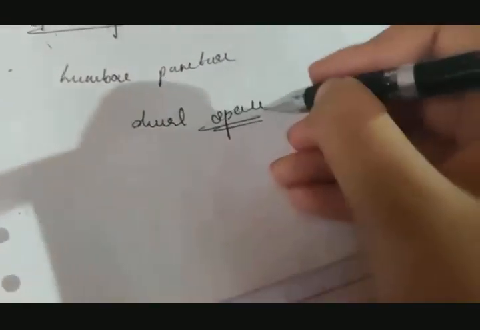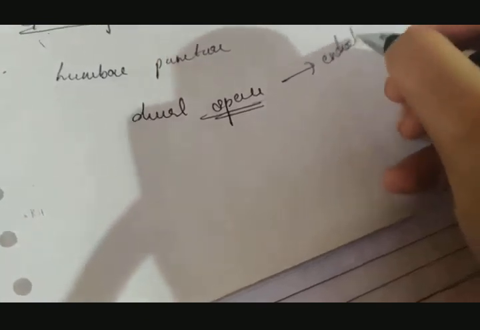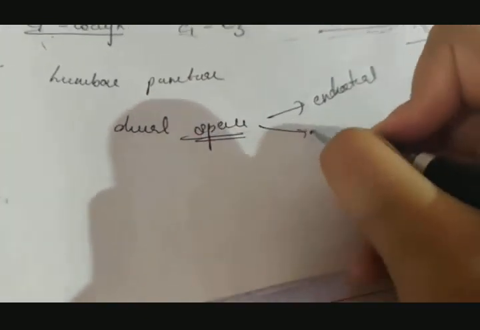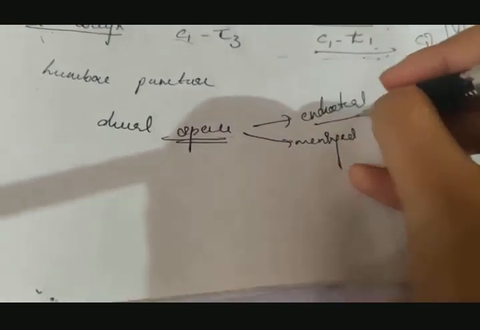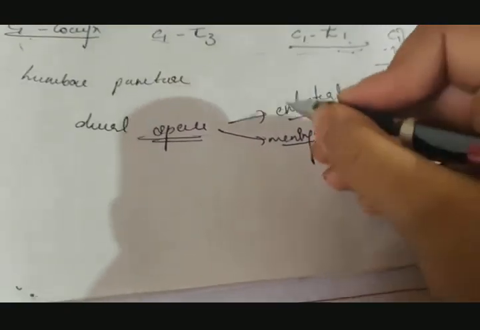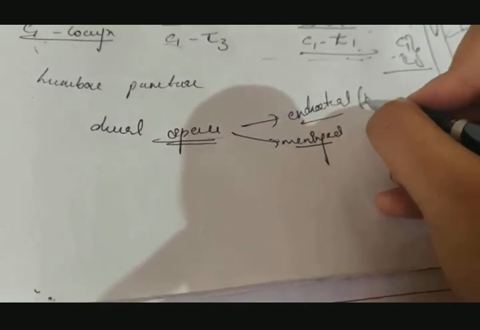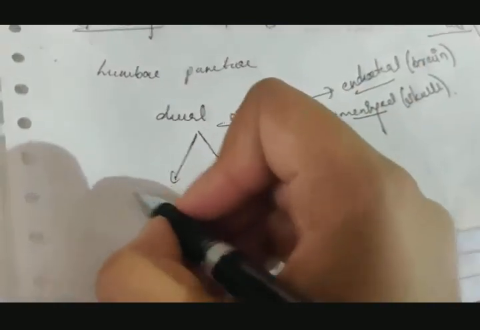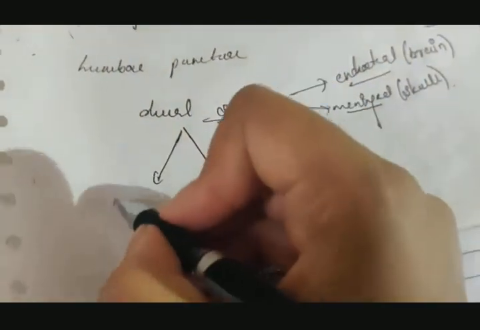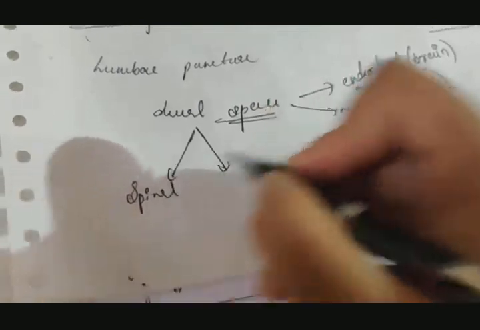This dura mater consists of two parts: the endosteal layer and the meningeal layer. How do you differentiate between the endosteal and meningeal layer? The endosteal layer forms the periosteum of the skull, but the meningeal layer forms the true covering of the brain. And there are two parts in the dura mater, that is spinal and cranial.